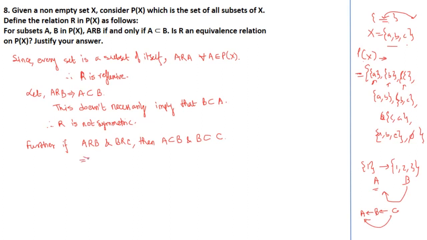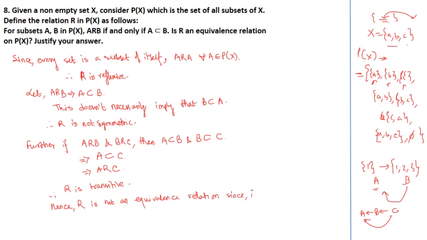So this implies that A is a subset of C. Alright, that means that A is related to C. So therefore we can say that R is also transitive. Hence we can say that R is not an equivalence relation since it is not symmetric.